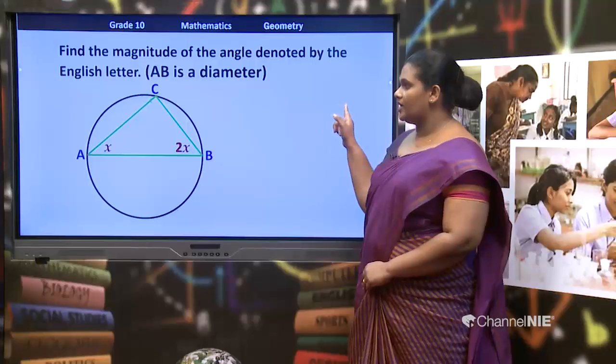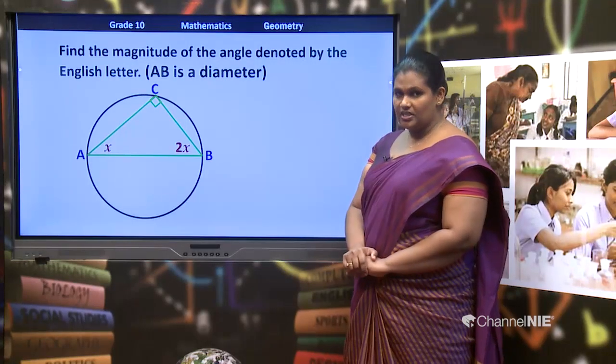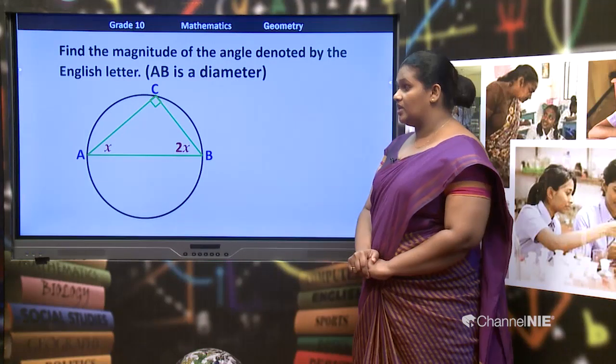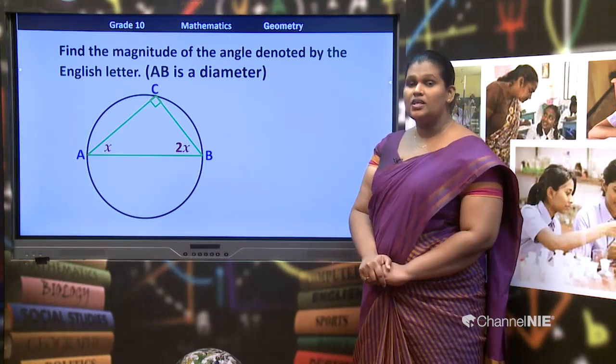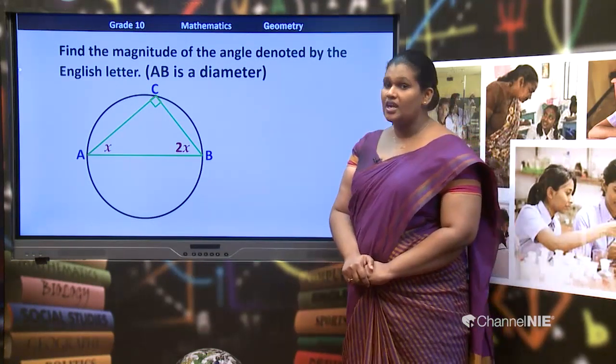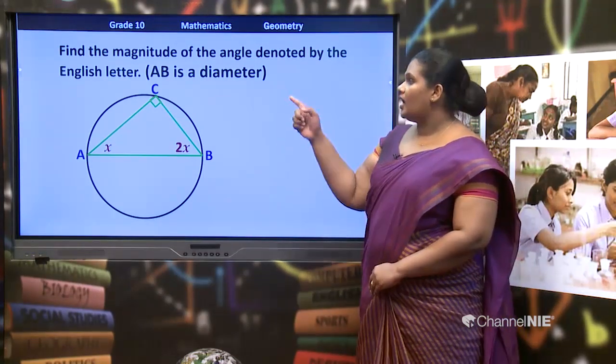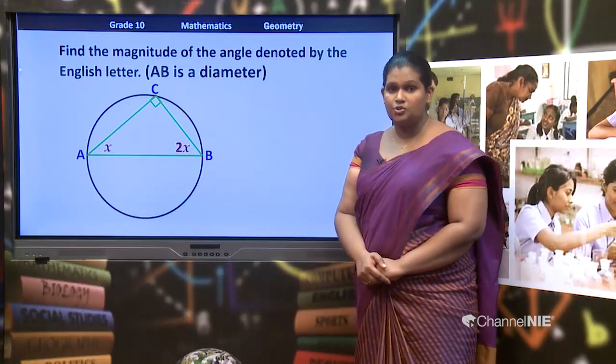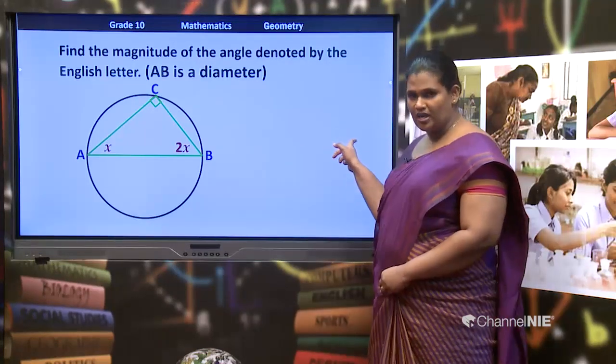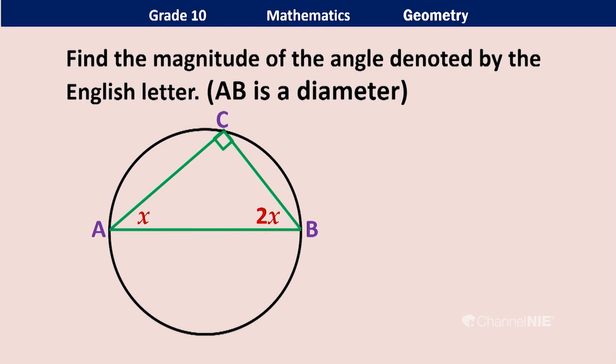Right. Now, angle ACB is a right angle. So, it is equal to 90 degrees. Once again, we know the sum of the interior angles of a triangle is 180 degrees. So, when we get the sum of these three angles, it should be equal to 180 degrees. Since angle ACB is equal to 90 degrees, I can say x plus 2x is equal to 90 degrees.